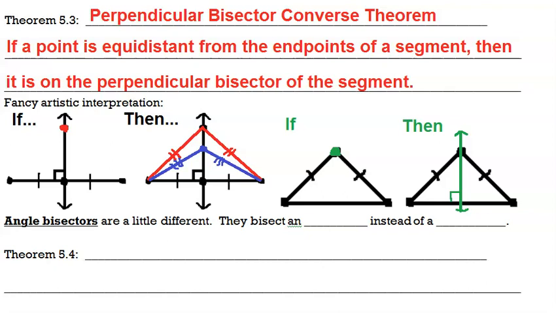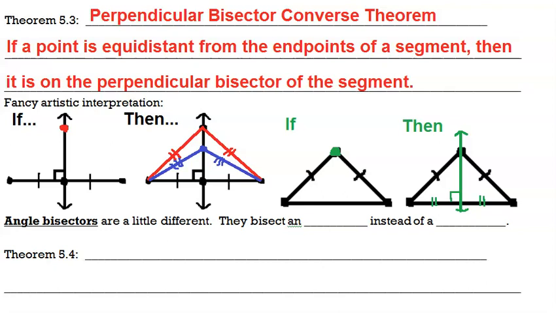And then it's bisecting, which means we're going to have to do that. Bisecting means it breaks it up into two equal pieces. In the last chapter, we used the word bisecting a whole lot with angles. Now we're using it with sides.